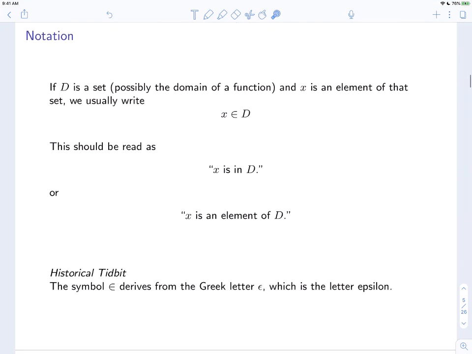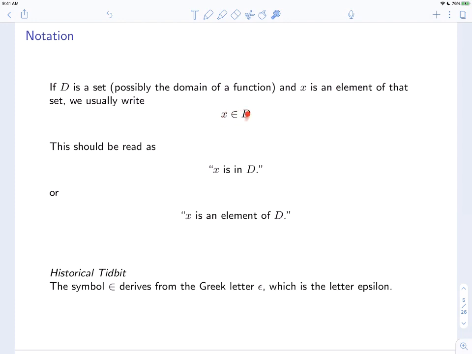We have a special notation for that as well. If x is an element of a set D, where D is maybe the domain of a function, then we write this to mean x is in the set D, or x is an element of D. We write x and then this symbol and then D. So we read that as x is an element of D, or x is in D.